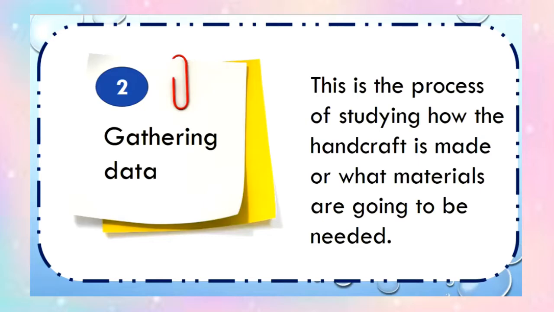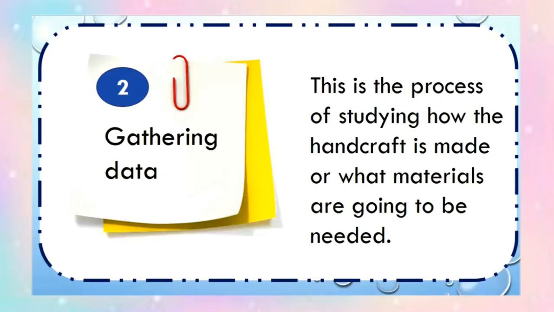Okay, the second process is gathering data. This is the process of studying how the handcraft is made or what materials are going to be needed. So once you have on your mind the craft that you want to make, then the next step, you need to know what are the things that I need in making this craft. Okay, so the materials that you need.